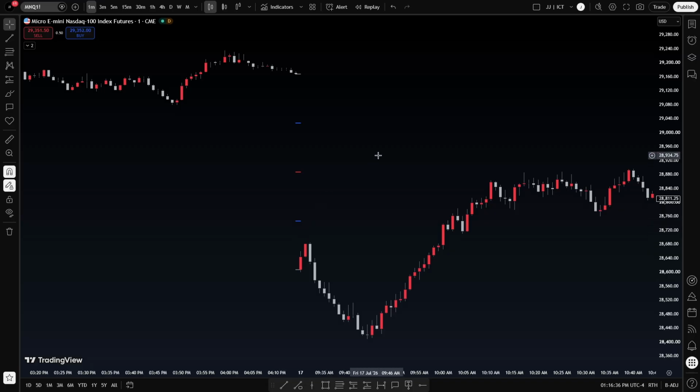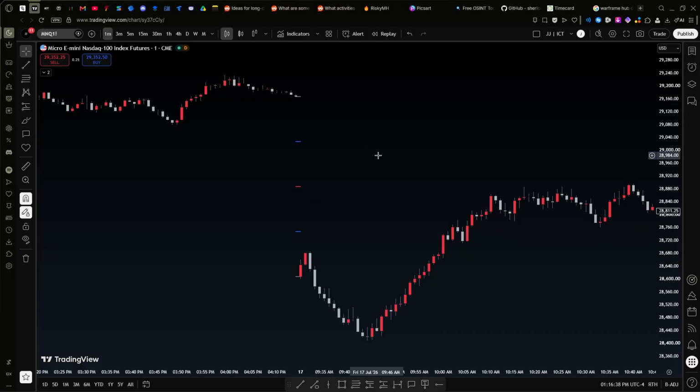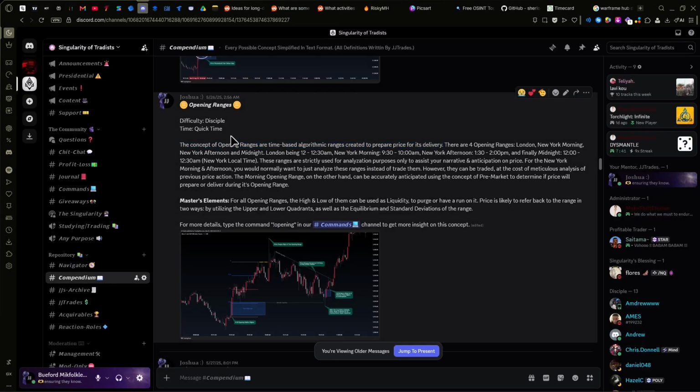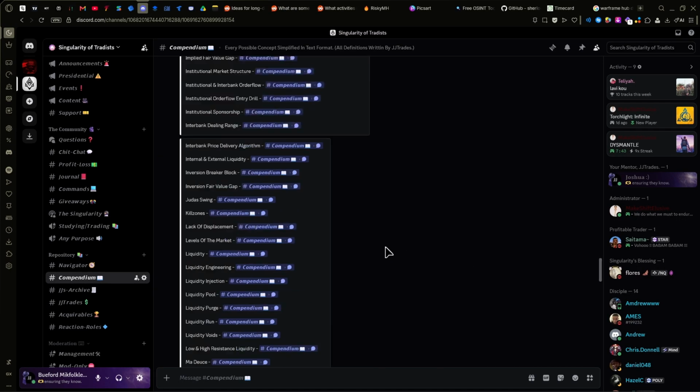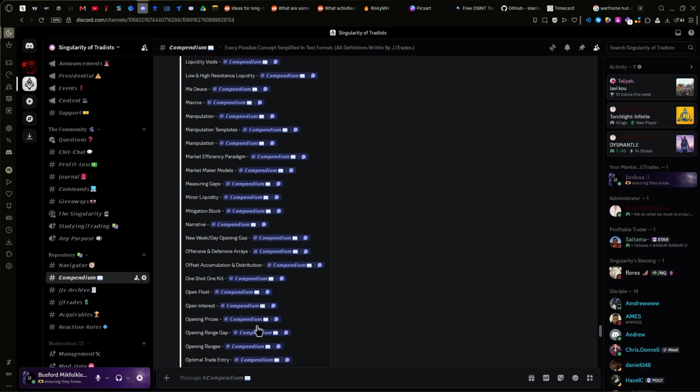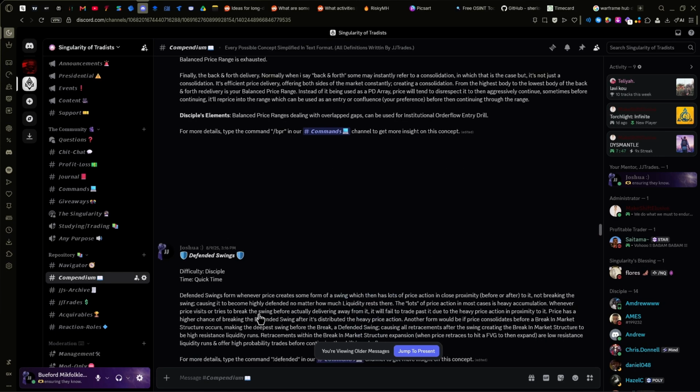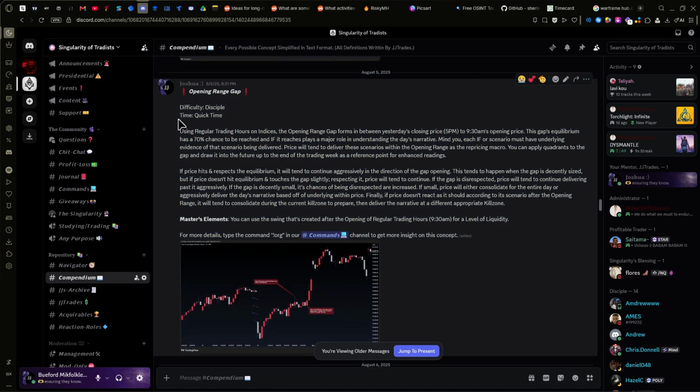Anyway, if you want a bit more clarification on this, just use the compendium. It's right here for a reason. Well, not opening ranges, but let me go to it. Hold on. Opening range gap right there. And there it is. Opening range gap right here. Anyway, this is the end of opening range gap. It's almost exactly 20 minutes. I might cut some things out, which might cut it down to 20 minutes.